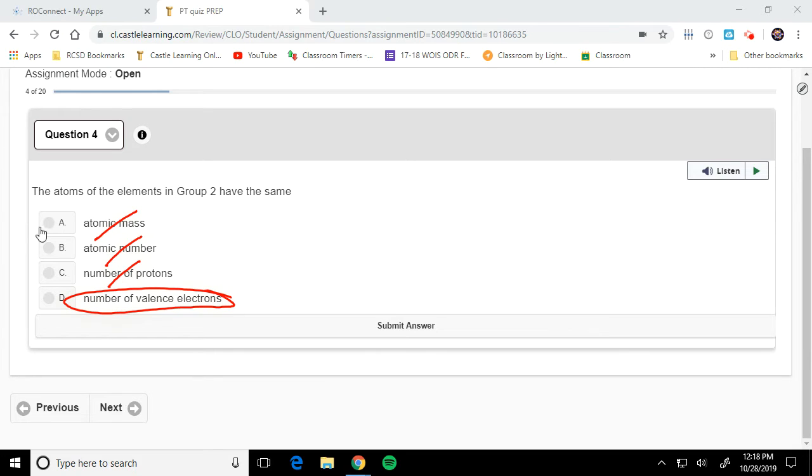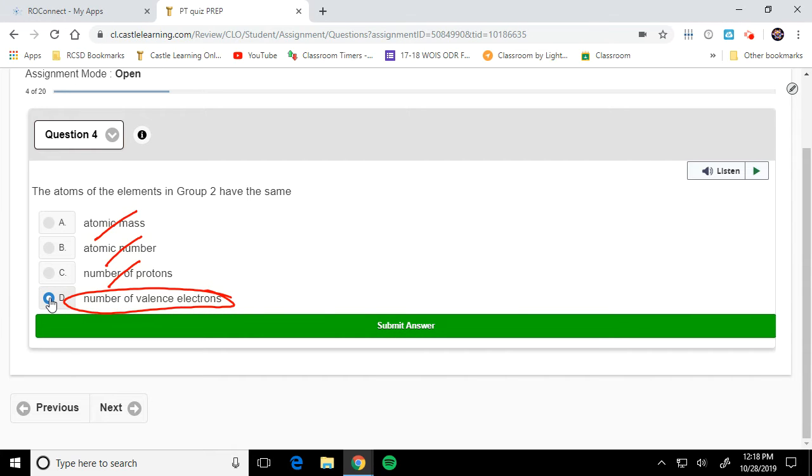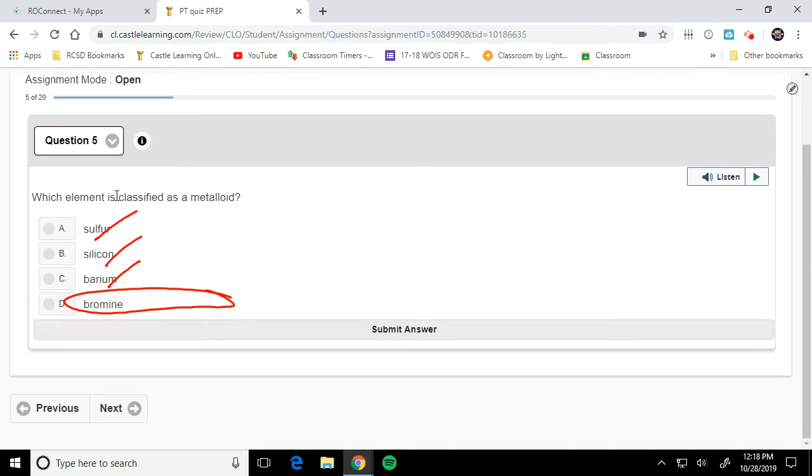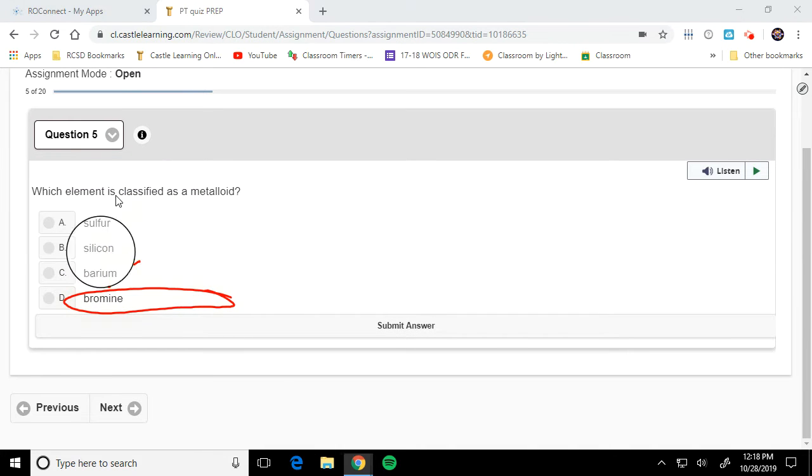Number of valence electrons. And if you know the definition of families and atoms, what makes an atom act similarly, then this would have been a way to go through that question a little bit even faster yet. Okay, that is by definition of what a true family is. Which element is classified as a metalloid? We know that the metalloids are touching the staircase above and below.